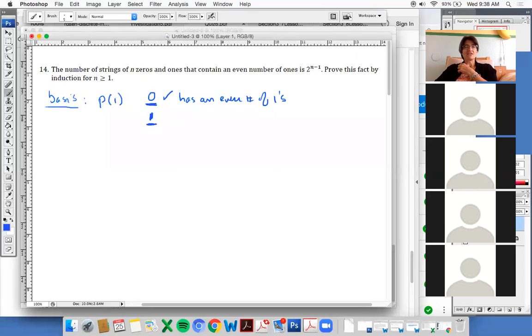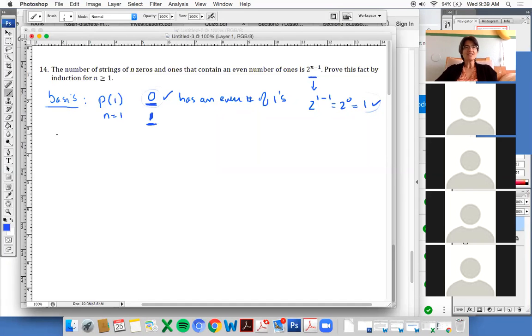All right, so does it fulfill this formula? Does a bit string of length 1, with n equals 1, fulfill this formula? So we plug in n is 1 in here, and we get 2 to the 0 is 1. So we see that the basis step is correct. If I actually look at the strings, there's only one with an even number of ones, and the formula tells us that there should be just one string with an even number of ones.